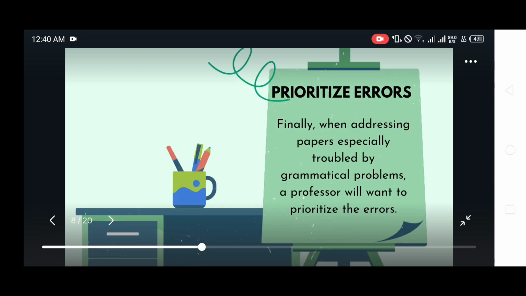And the last one is to prioritize errors. When addressing a paper especially troubled by grammatical errors, a professor will want to prioritize the errors. Students can be overwhelmed by too much direction or editing. Sometimes the most effective approach is to choose one or two types of error per paper to address.